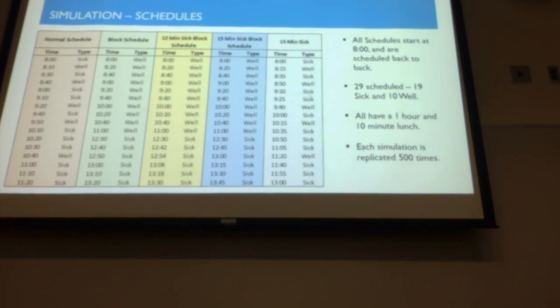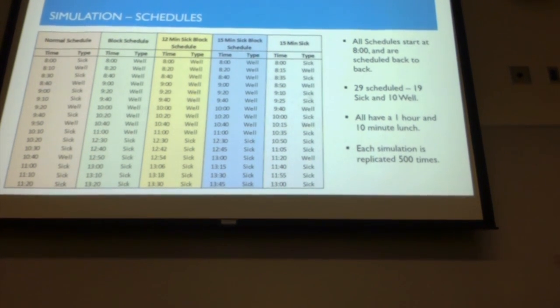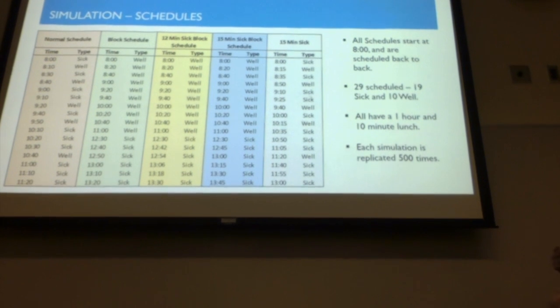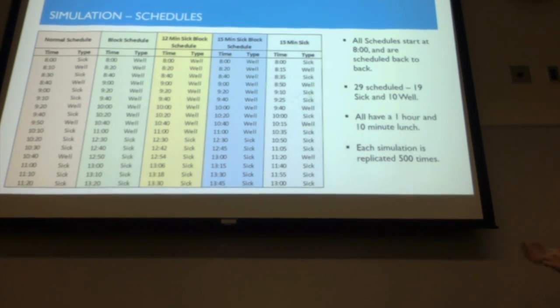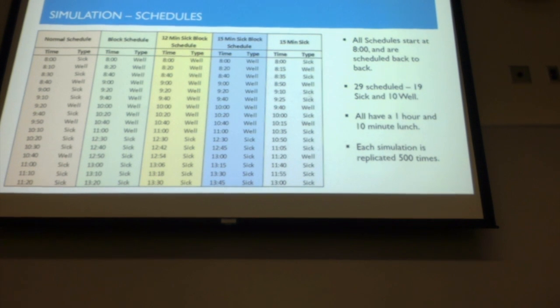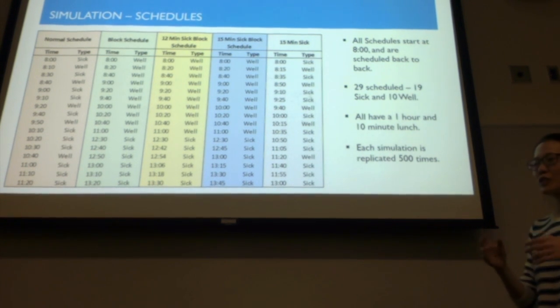So what we wanted to see is how, if we change the schedules around, that would affect wait time and throughput. So all our schedules start at 8 o'clock and are scheduled back to back. And we have 29 schedules for each type of schedule. All have a 1 hour and 10-minute lunch, and the simulation is replicated 500 times. So the first schedule that we have is a normal schedule where sick and well visits are randomly interspersed. If you have a sick visit, there usually is 10 minutes between the next appointment, and if it's a well appointment, there's 20 minutes until the next appointment.